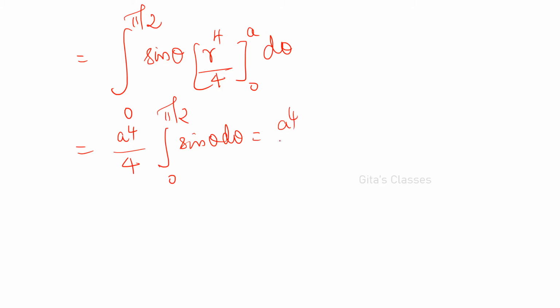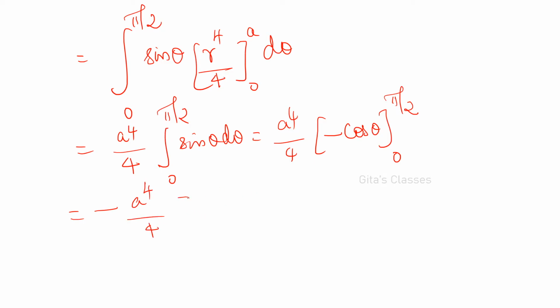This is a power 4 by 4 into minus cos theta from 0 to pi by 2. Taking the minus outside, we get minus a power 4 by 4. What is cos pi by 2? 0. Minus of cos 0 is minus 1. Therefore, a power 4 by 4 is the answer.